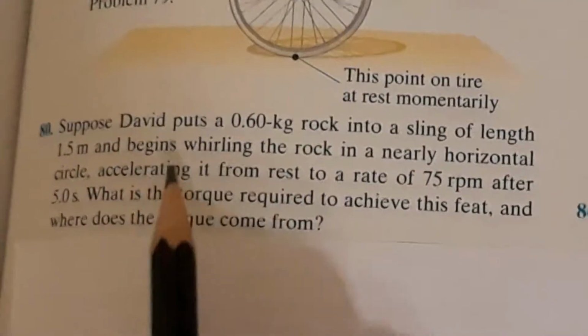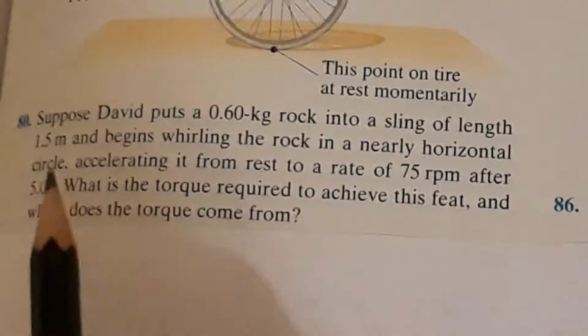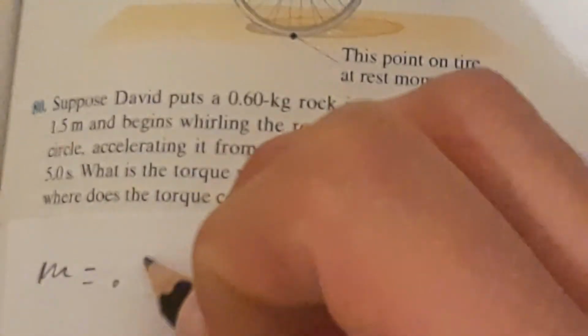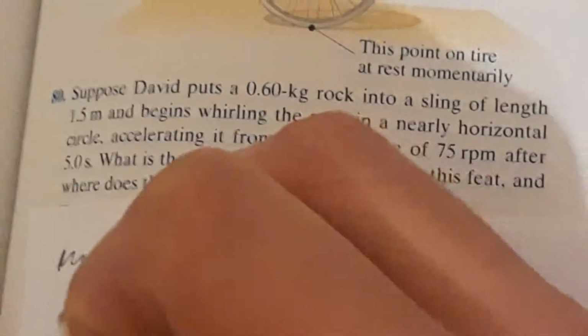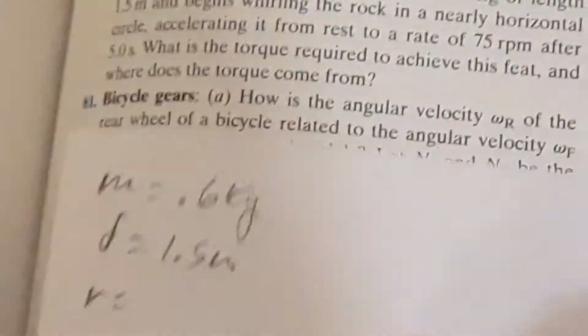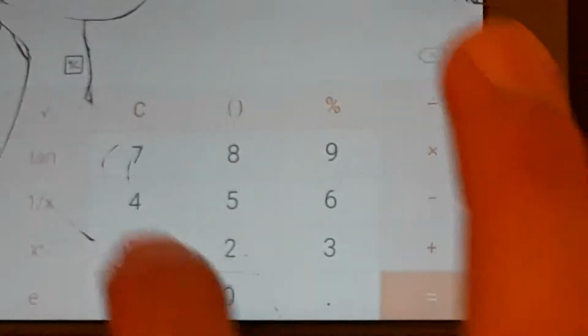They're saying suppose David puts a 0.6 kilogram rock in a sling of length 1.5 meters. So right from the top, I know that my mass is going to be 0.6 kilograms, and my diameter is going to be 1.5 meters. That means my radius is going to be half of the diameter, which is 1.5 divided by 2. So I got 0.75 meters. Great. Alright, let's continue reading.